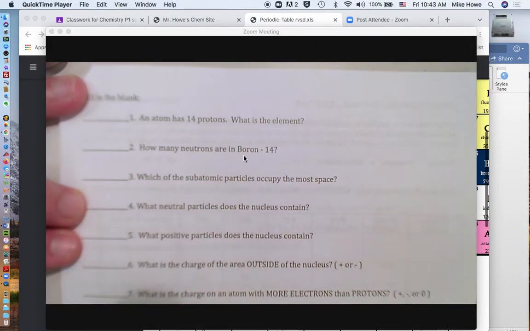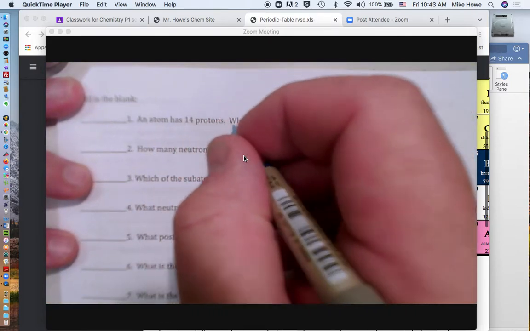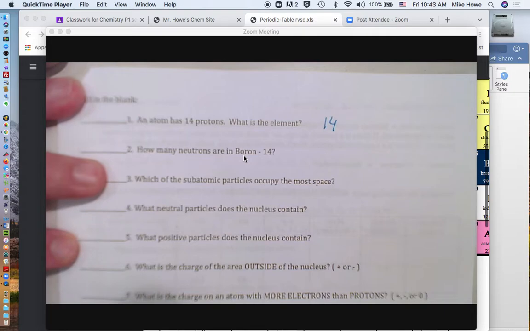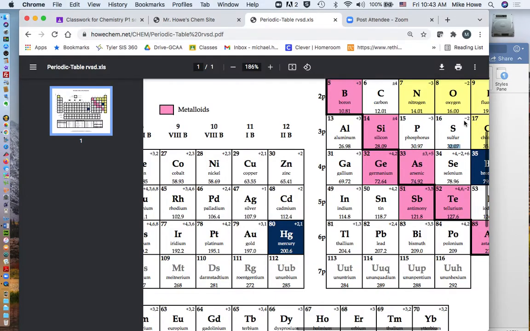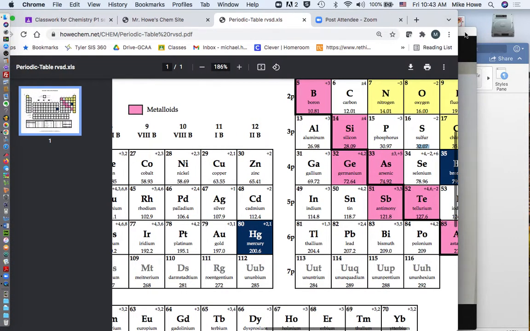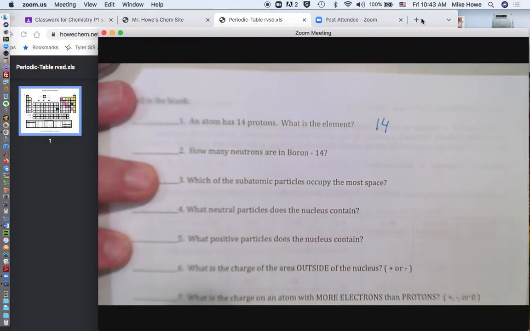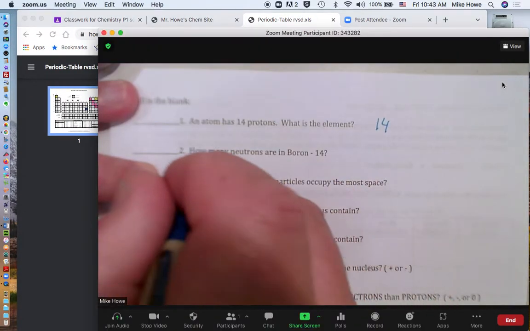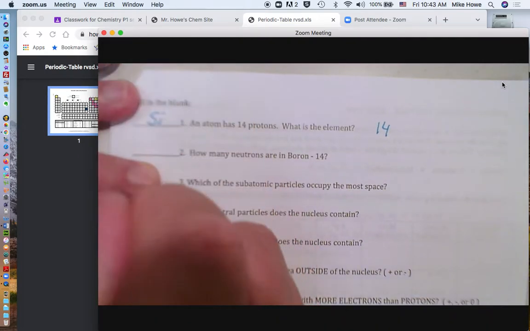All right, going through the fill in the blank page. An atom has 14 protons. What is the element? So it has 14 protons. We go back over here and find element 14. So the element is silicon. So you put Si, or you can write the whole word if you want to.